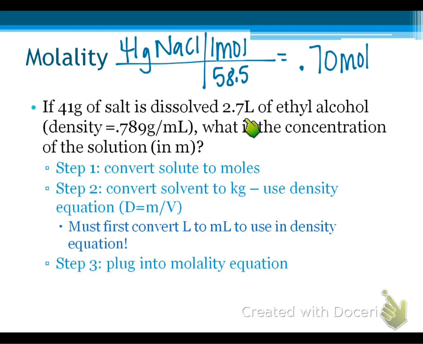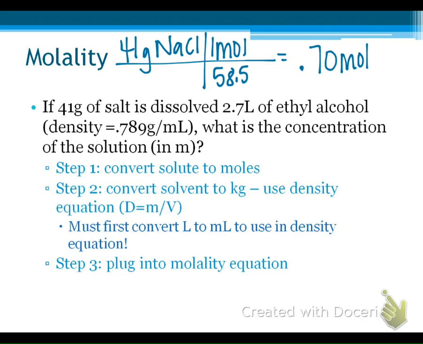Now we need to take our ethyl alcohol and convert this density into the amount of kilograms we are able to put into our molality equation. So if we know the density of this substance is 0.789 grams per milliliter, we want to get to an amount of grams. So we have the amount of liters, and we have the density, so we need to convert that into an amount of kilograms that we can put into our molality equation, okay?